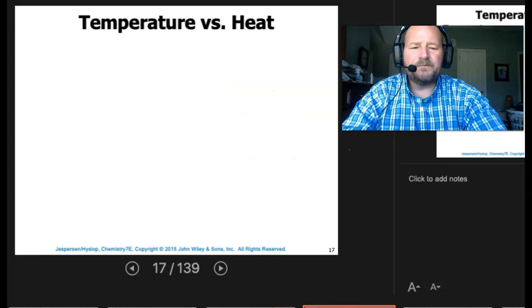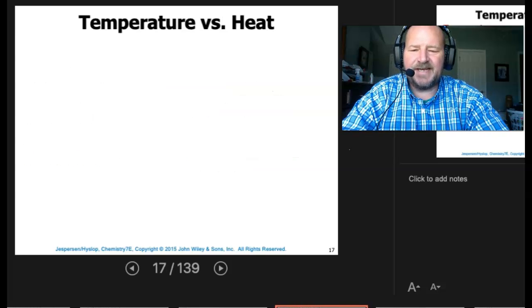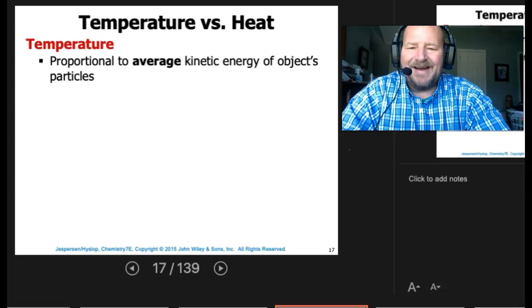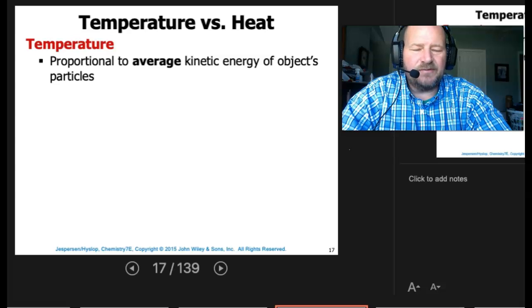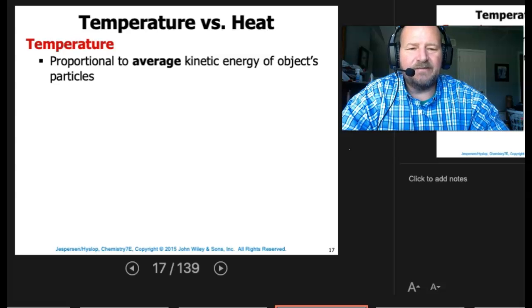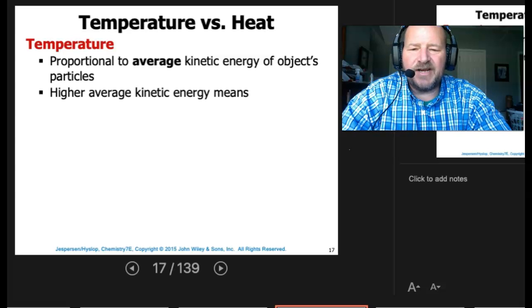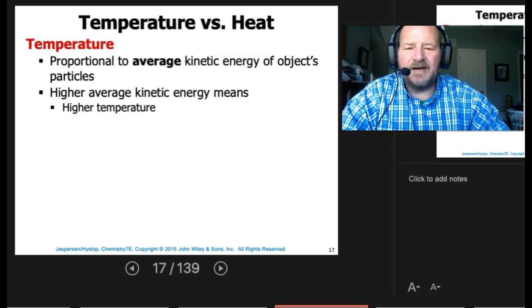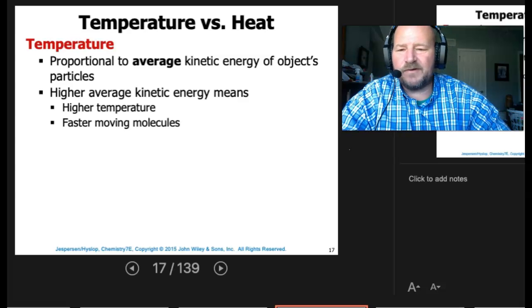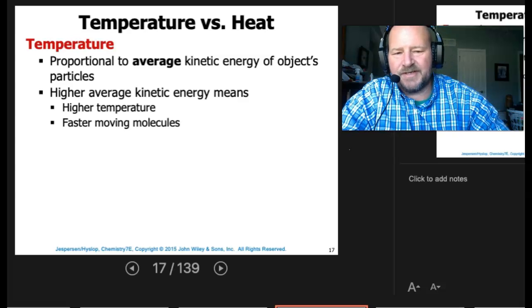All right, so temperature versus heat. Temperature is proportional to the average kinetic energy of an object's particles. So we've already seen this. We know the particles are moving around, and temperature is proportional to that. So higher average kinetic energy is going to mean a higher temperature. That means faster moving particles. Right? So if I slow those particles down, we should see the temperature decrease.